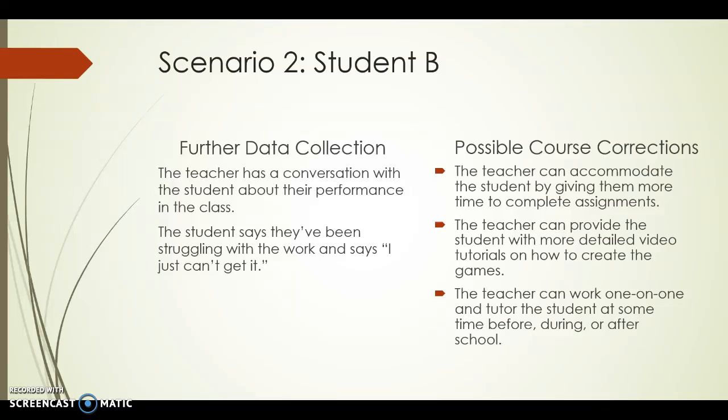The teacher has a conversation with the student about their performance in the class. The student says they've been struggling with the work and says, "I just can't get it." Possible course corrections for the student are: the teacher can accommodate the student by giving them more time to complete assignments. The teacher can provide the student with more detailed video tutorials on how to create the games. And the teacher can work one-on-one and tutor the student at some time before, during, or after school.